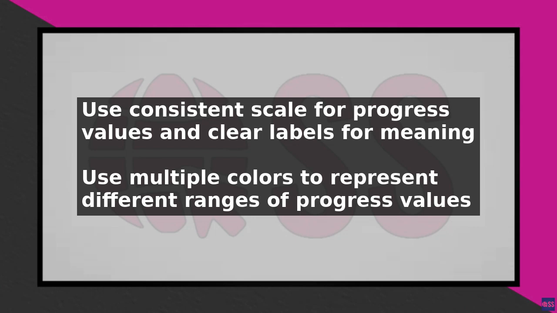To take your progress bar to the next level, you can use multiple colors to represent different ranges of progress values. For example, you can use a green background color for values above 80, a yellow background color for values between 50 and 79, and a red background color for values below 50. This can help to provide a more detailed and nuanced view of the progress.